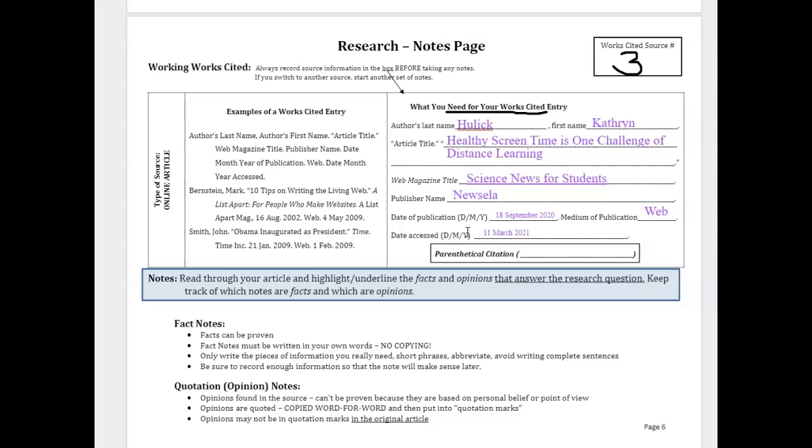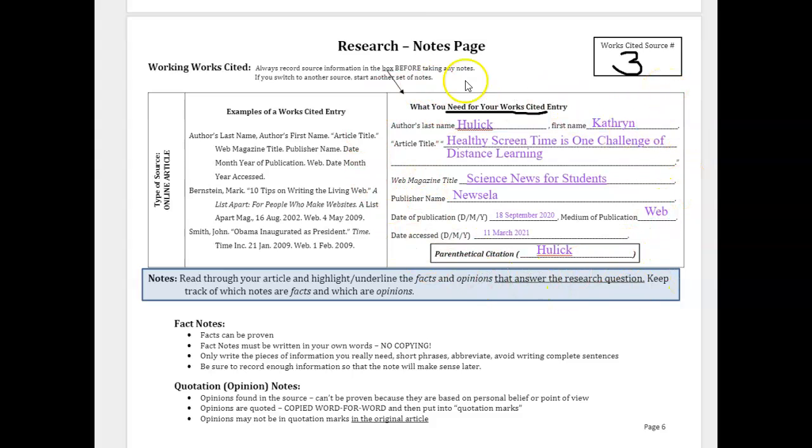The last thing we're going to do is determine our parenthetical citation, just in case we need it for quotation notes. But parenthetical citation is easy to find because I simply use the first word that I wrote in the box, which in this case was the author's last name. So I simply put that as my parenthetical citation. Now, if our article had not included the author's last name, and I didn't have anything in these blanks, I would just use the first word of my title, because that would have been the first word written in our Works Cited box here.